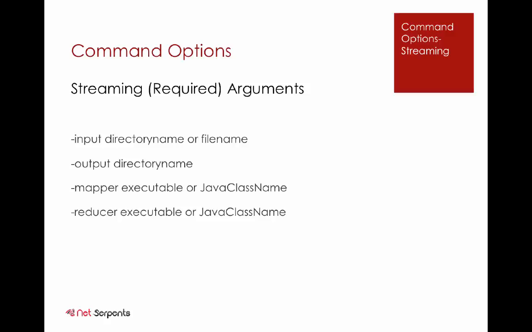Now, the required arguments for streaming, there are 4 of them. One's the input, which means what's going to be your input folder, the directory name, which will supply the file that is containing all the lines that need to be processed. So there could be one file in the directory or more than one file. So you need to specify the input folder, the output folder, or the directory, right? And the mapper executable, or the Java class name, and the reducer executable, or the Java class name, right?